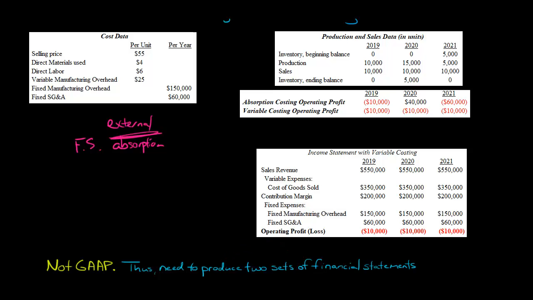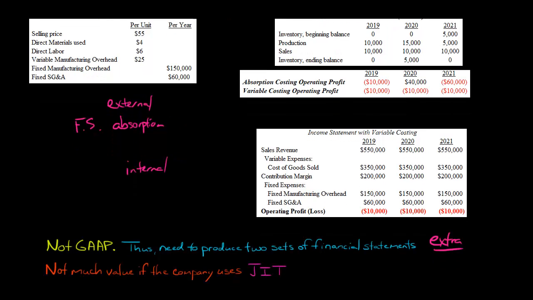One is going to be for external, the investors, the creditors, here you go, it's based on absorption costing. But then for internal purposes, you would create a second set of financial statements according to variable costing. So basically, that is asking a company, if they were going to switch to variable costing, to do something extra. It's going to take more time. It's going to take more money to maintain two sets of financial statements. And so some companies just say, hey, look, we're already forced to do absorption costing, so we're just going to stick with that.